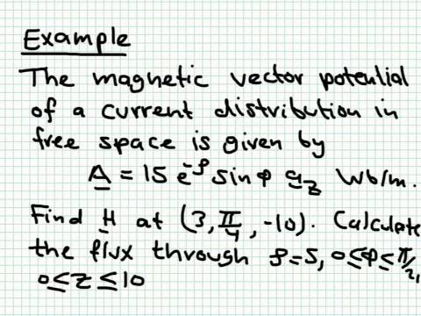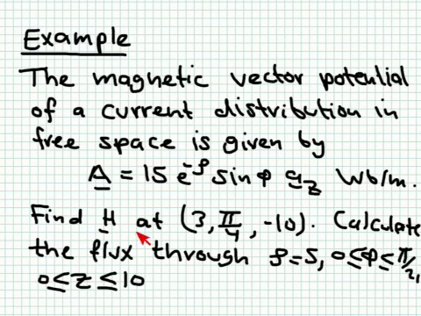We consider also this example. Here we are given the magnetic vector potential. There is some current distribution, and this current distribution created this magnetic vector potential. A is 15 e to the minus rho sine phi az Webers per meter. The units for A, I forgot to mention, are Webers per meter. Because when you differentiate to get its curl, you are actually dividing by another length, so it becomes Webers per meter squared.